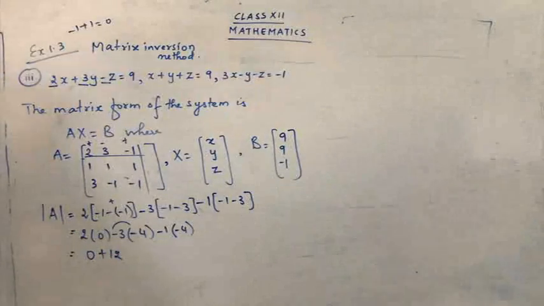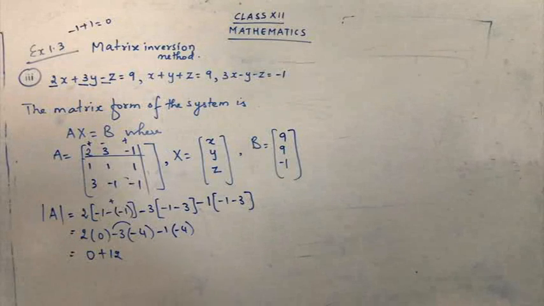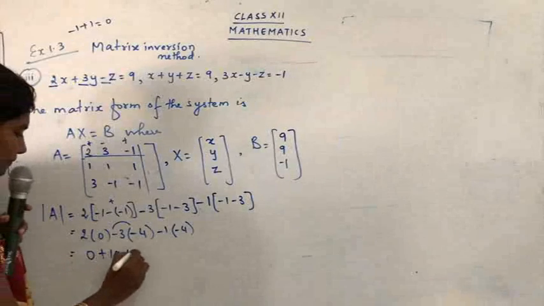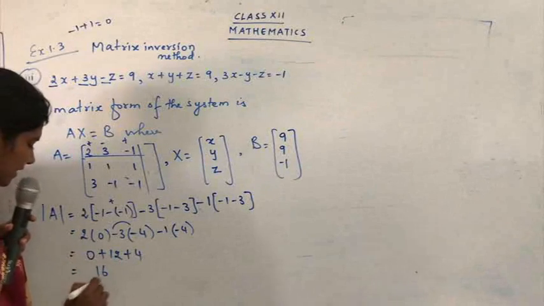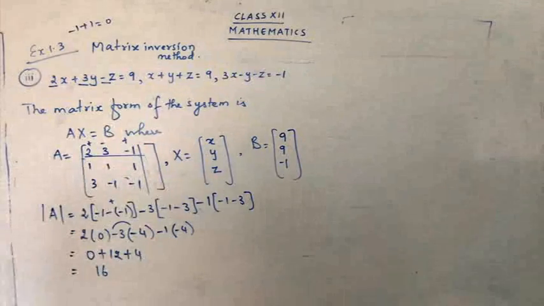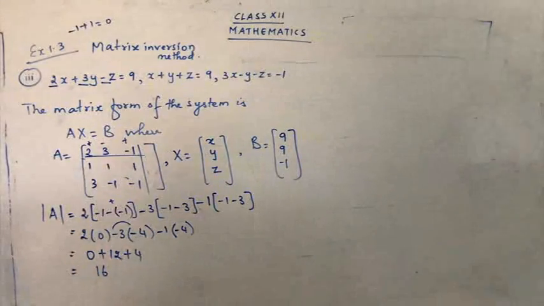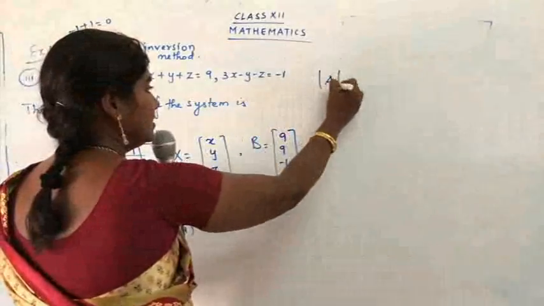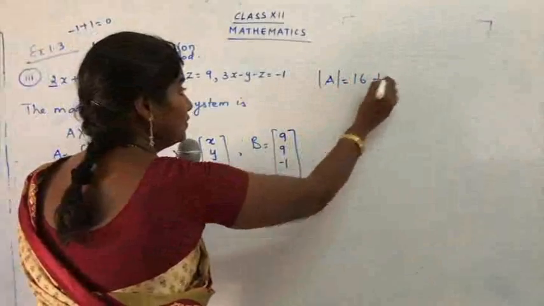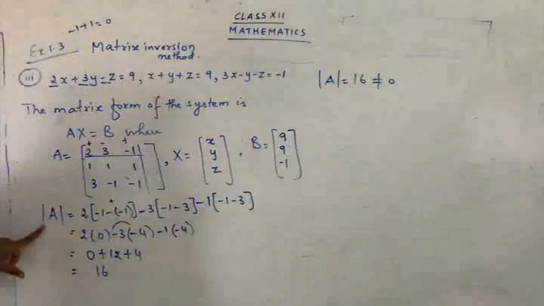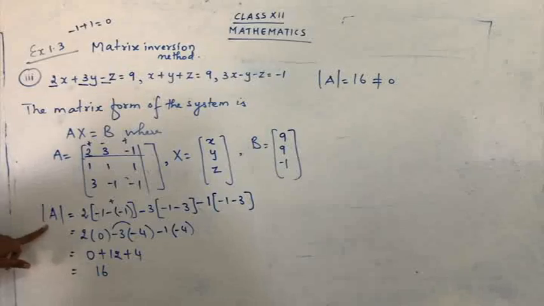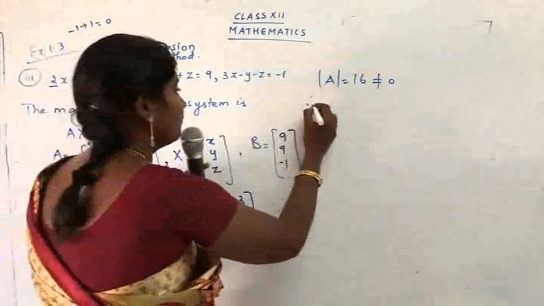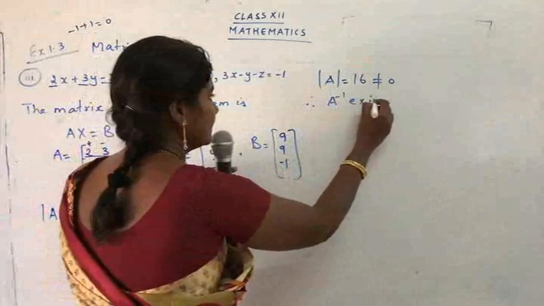Minus 1 into minus 4. 1 4s are 4. Minus turn to be plus. So you have plus 4. So what's the answer, children? It's 16. So determinant of A is 16. That's what you're going to say here. You'll say determinant of A is equal to 16, which is not equal to 0. That is, this is a non-singular matrix. We are not getting the determinant as 0. So a non-singular matrix. Therefore, A inverse exists.